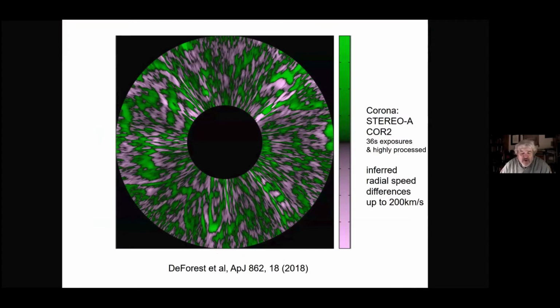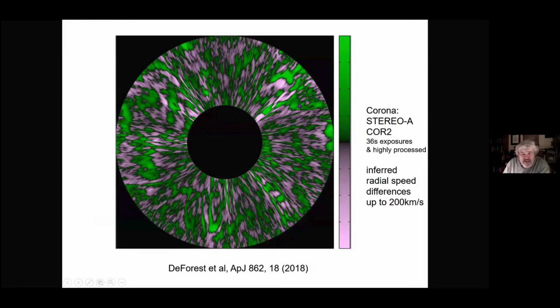In more modern coronagraph studies, for example, this one from DeForest et al. in 2018, obviously false color, they did a special campaign with the STEREO COR2 coronagraph, and they did 36 second exposures that were highly processed. I don't have the movie version of this, but if you saw the movie, first of all, you can see the striations or spokes that are largely radial in direction.